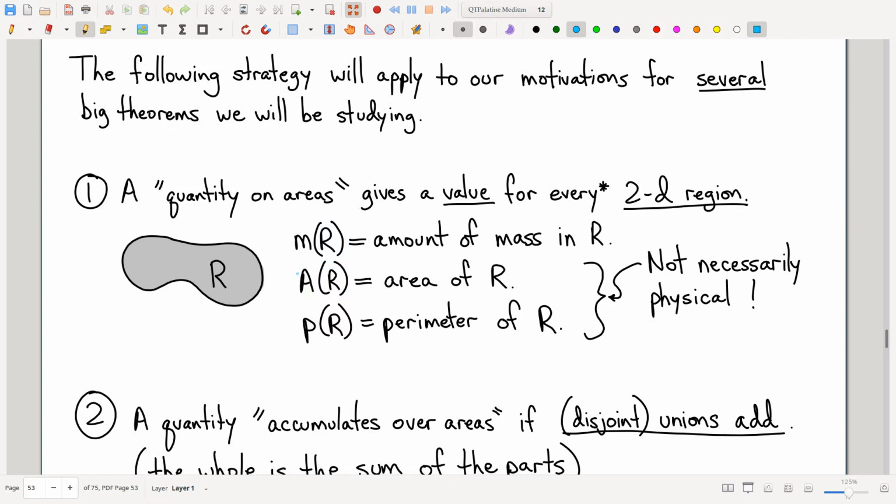But for any given region, there is a corresponding amount of mass. For any given region, there is a corresponding amount of area. So this is, again, what we mean by quantity. You give me a region, I give you a corresponding quantity, a value. Perimeter is going to be an interesting one. You give me a region, we can talk about what the perimeter is.